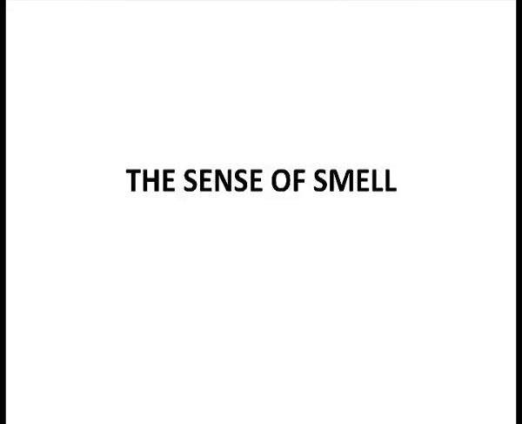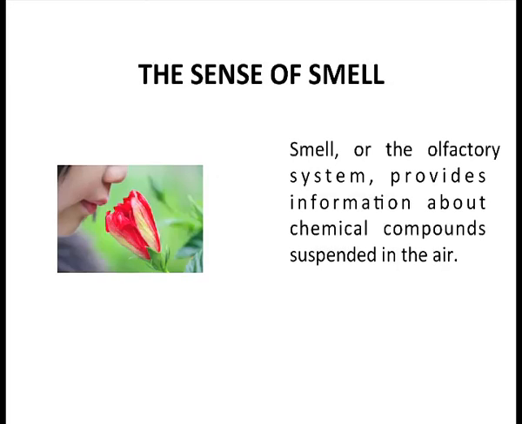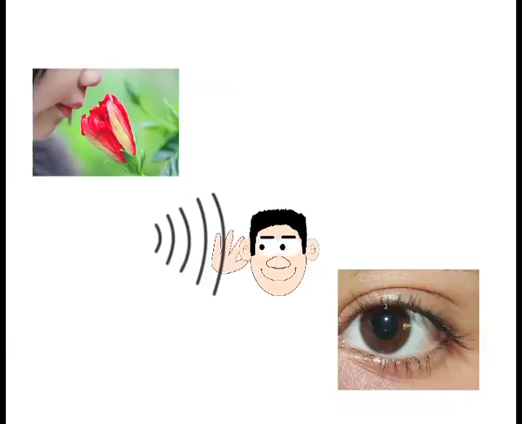Another sense is the sense of smell. Smell, or the olfactory system, provides information about chemical compounds suspended in the air. We have three main senses that respond to stimuli at a distance: smell, hearing and vision. Smell is the most primitive of these three.